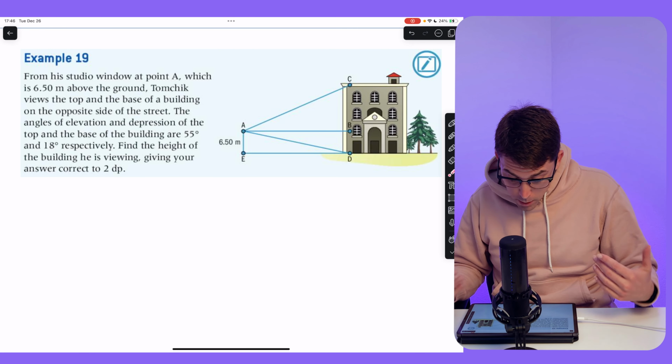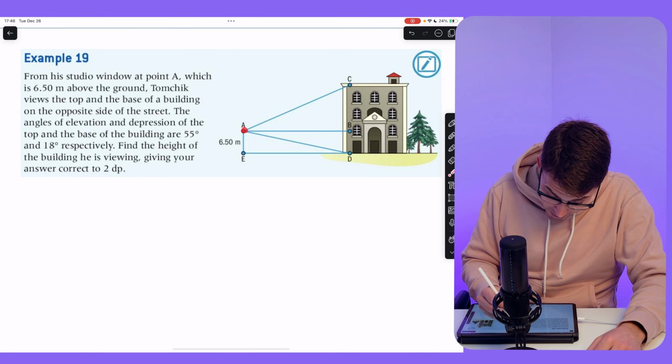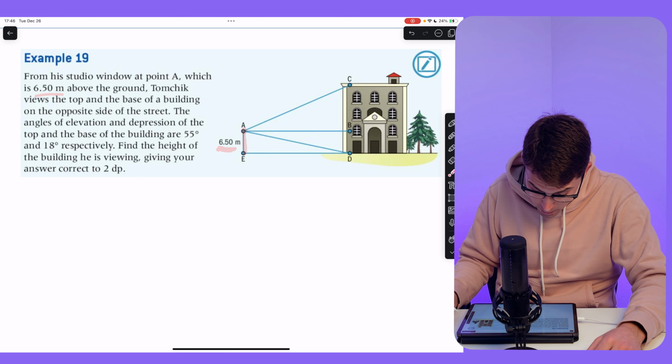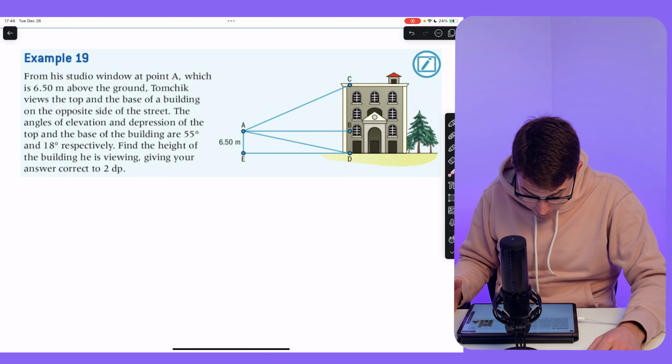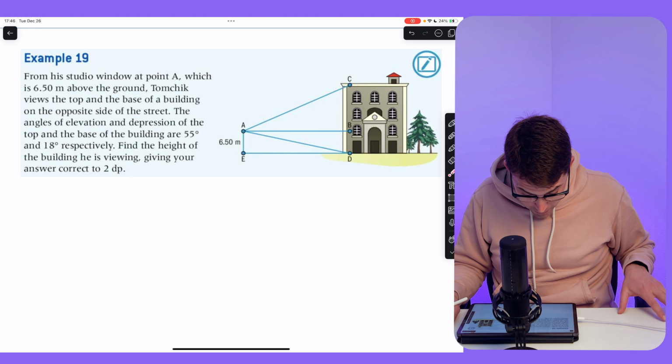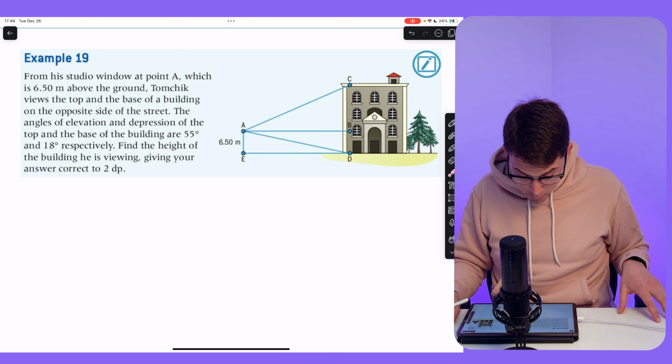So now in this problem, we're given that someone is at point A, which is 6.5 meters above the ground, which is why 6.5 meters is right here. Okay, so Tom Chick is going to view the top and the base of the building on the opposite side of the street. So now we're given that the angles of elevation and depression of the top and the base of the building are 55 degrees and 18 degrees respectively.